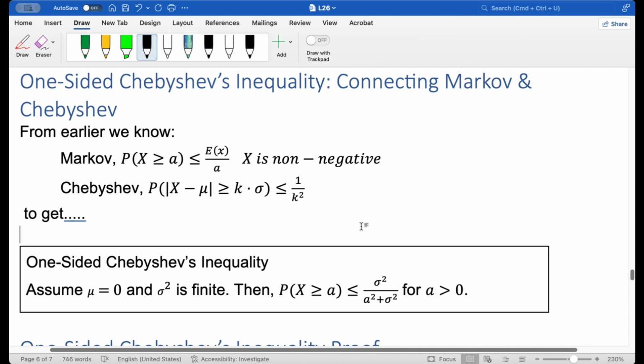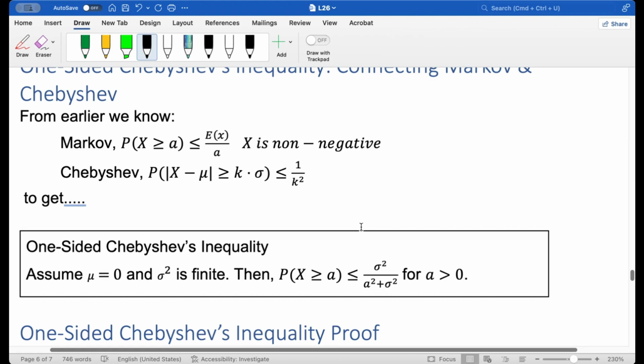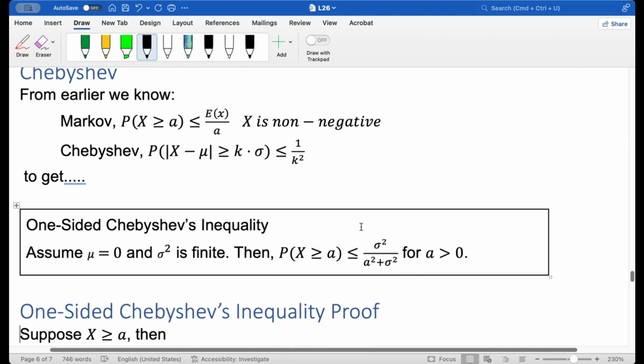And Chebyshev is that the probability that the absolute value of X minus mu is greater than or equal to k times sigma is less than or equal to 1 over k squared. So one-sided Chebyshev here, assuming the mean is 0 and the variance sigma squared is finite, the probability that X is greater than or equal to a is less than or equal to sigma squared over a squared plus sigma squared, for a greater than 0. So I should make a note there and mark off here. X is not necessarily non-negative. We also have a greater than 0.